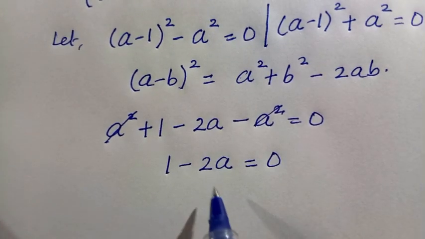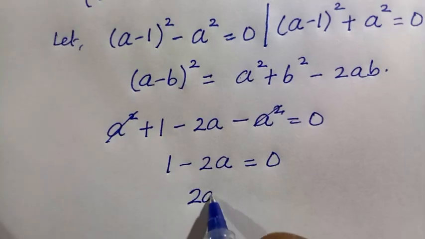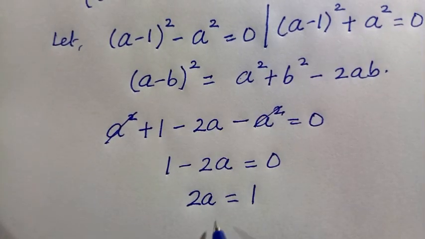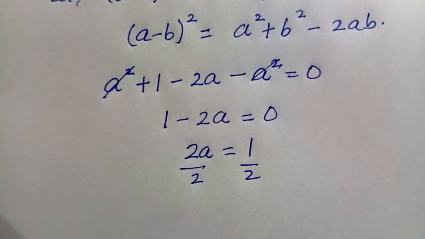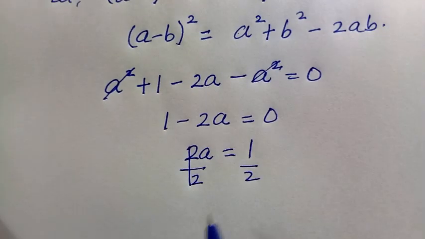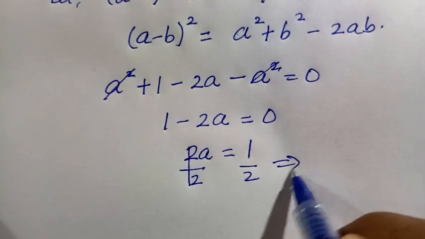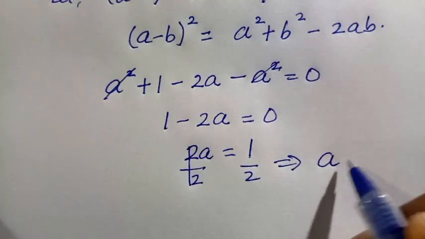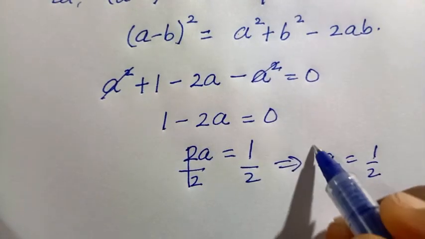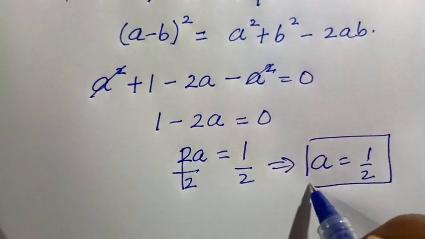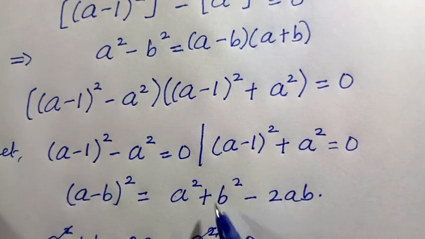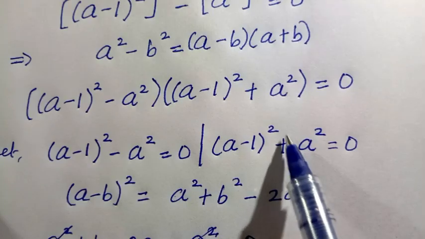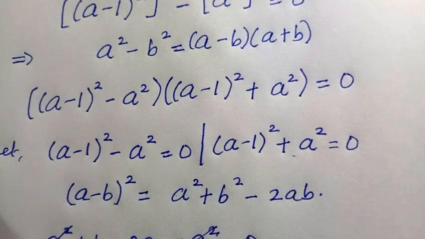Let's say we make 2a the subject of the formula. We have 2a equals 1. And we divide both sides by 2. By dividing both sides by 2, we have this cancelled, and it implies that the value of a here equals 1 over 2. So here is the first solution that we get. Then we have to recall from the other part here, which is (a minus 1) squared plus a squared equals 0.